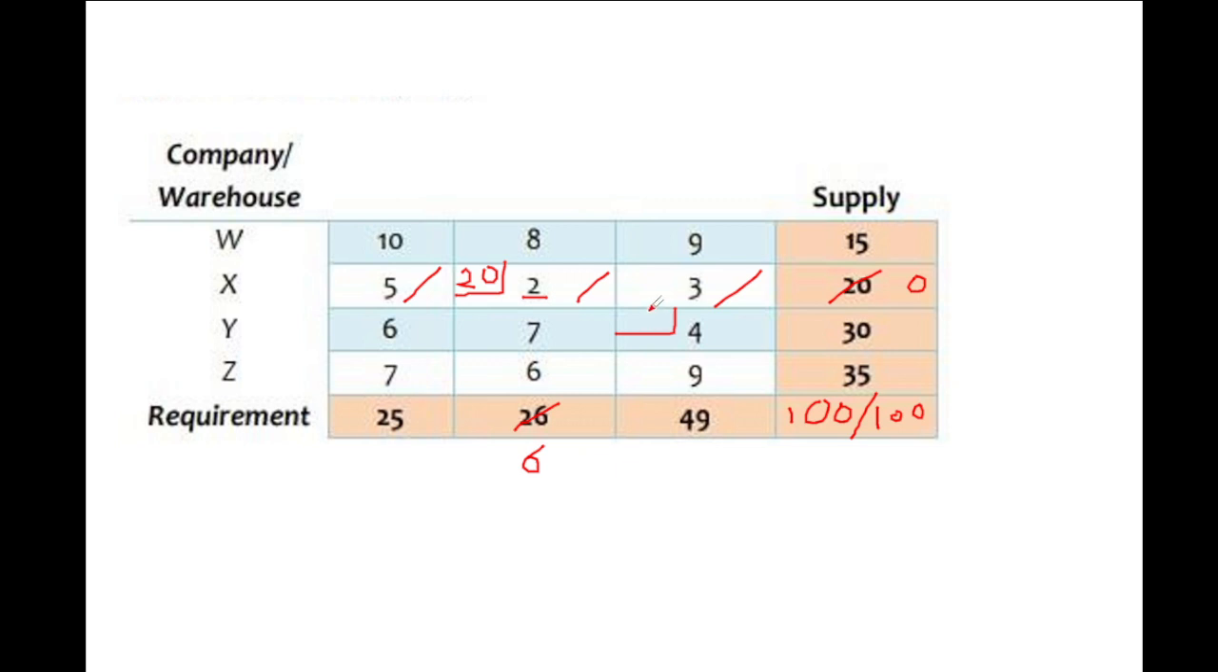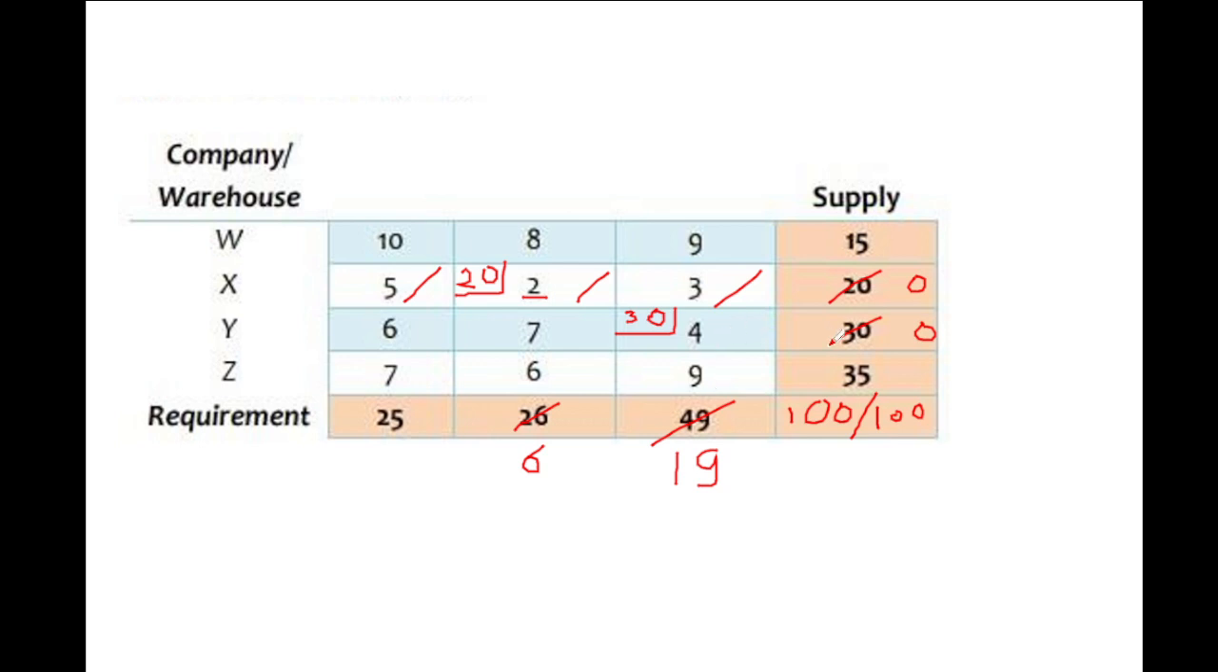So here the next least cost is 4. You will see that for this 4, 30 is the supply, 49 is the demand. So select the minimum, so 30. So 30 minus 30 is 0, and 49 minus 30 is 19. Now next one.